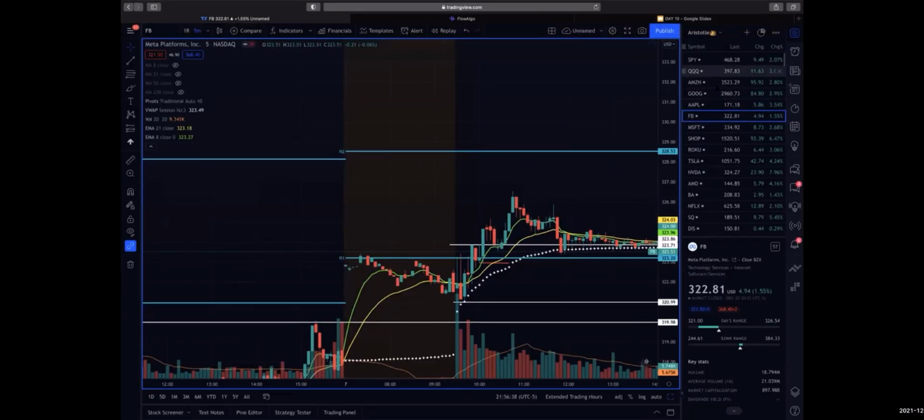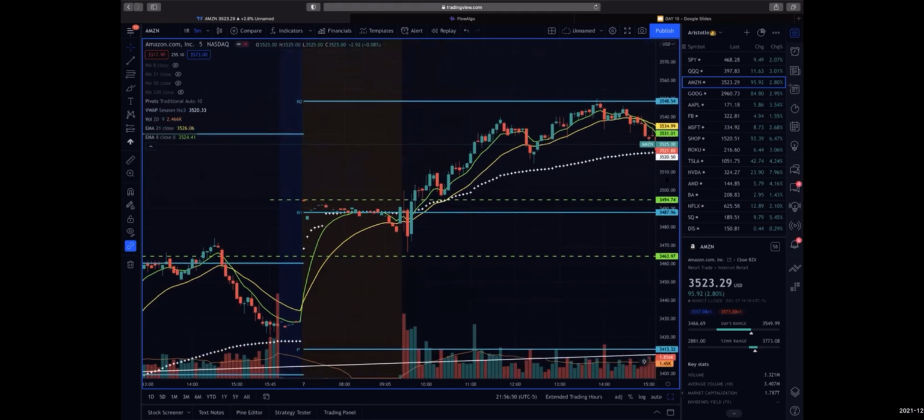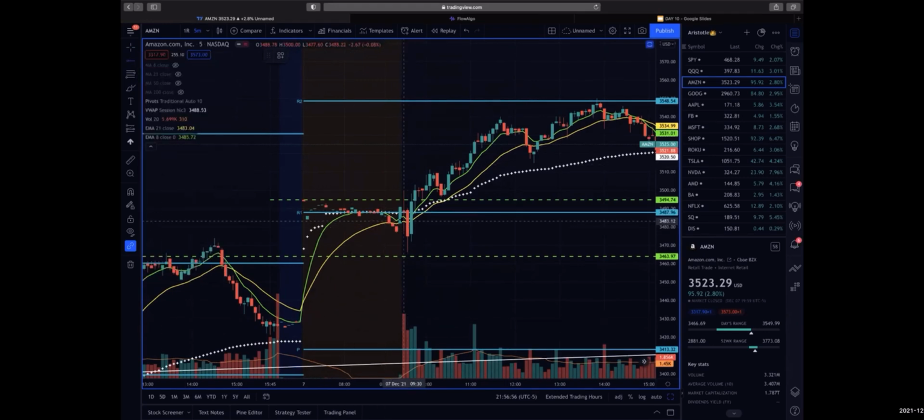Let's see if we can find one today. Amazon did it, but Amazon played games. So let's see what Amazon could do, and let's see if we can break this down, because this thing actually went all the way to the pivot. So sometimes with these things, this is the first 15 minutes, and let's see what happens when we mark that.